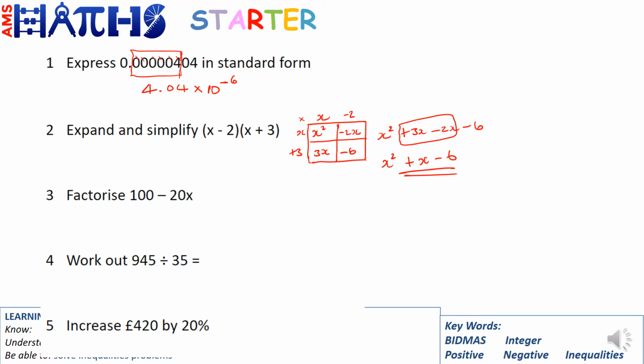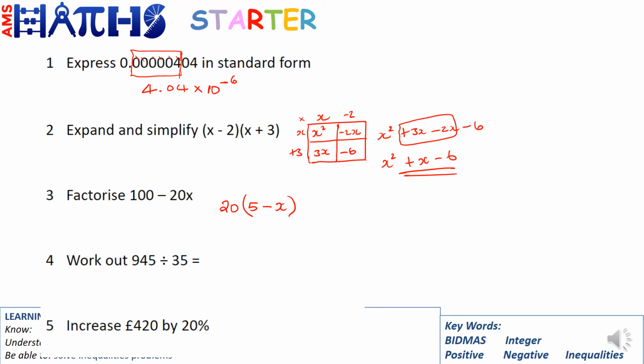So that's their answer. For number 3, we need to factorize, so we need the highest common factor. Highest common factor is 20. Then we open bracket. 20 times 5 is 100. And then 20 times 1 is 20. So we just need 1x.